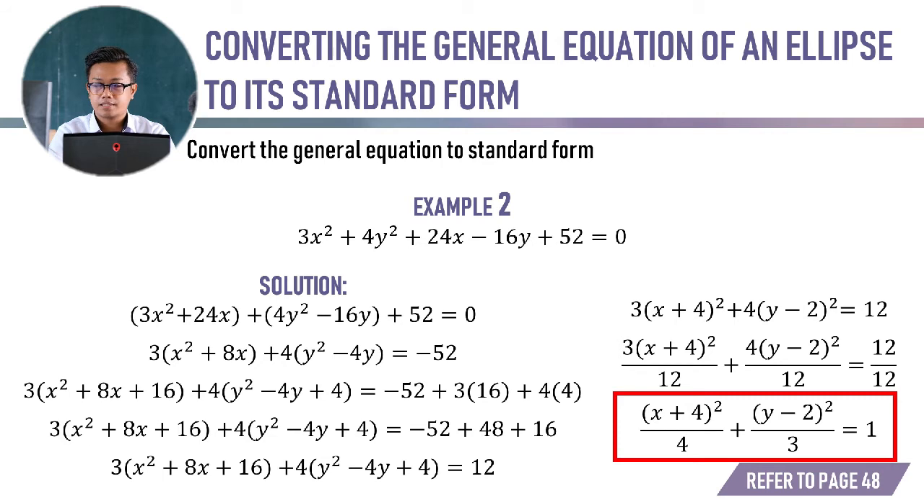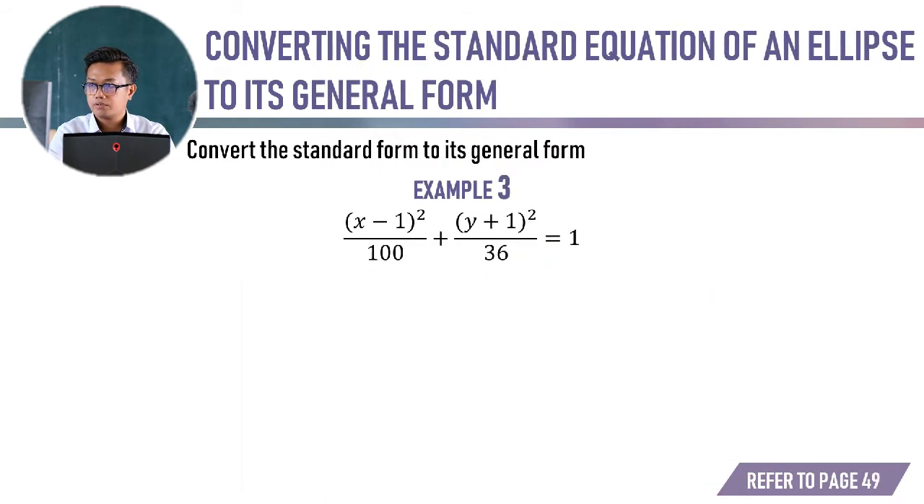Okay, now for our third example, we should convert the standard form to its general form. The given is x minus 1 squared all over 100 plus the square of y plus 1 over 36 is equal to 1. Now, let us remember nga ang ating standard form naka-equate siya sa 1. That is why ang ating given example naka-equal to 1. And then, our general form naka-equate siya sa 0. Ibalik ta naman siya dito sa general form nga pareha sa mga examples natin sa example 1 kag example 2.